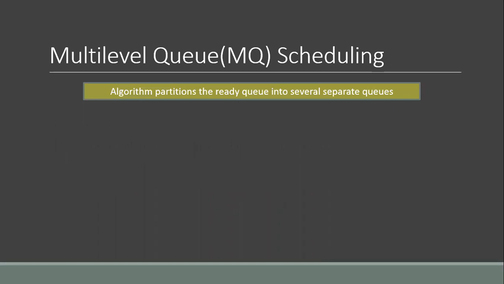As you know, the ready queue is a queue that contains all those processes which are in the memory, and these processes are waiting for CPU allocation. So this algorithm will partition the ready queue into several separate queues.